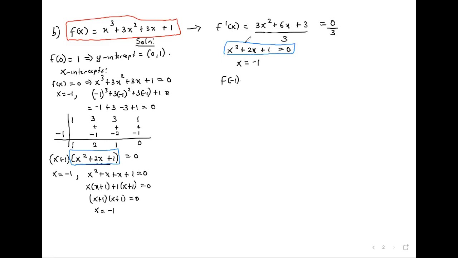So you take this -1 in the original function, we are going to get 0. So that -1, 0 is our turning point. So how do I get the turning point? I differentiate the function. So for x, the values of x I get, you take in the original function for you to obtain the turning point.